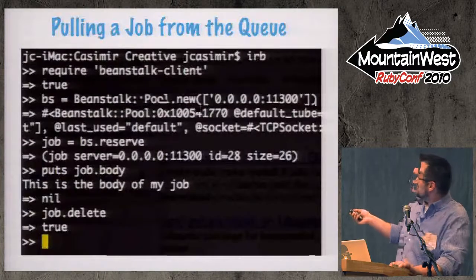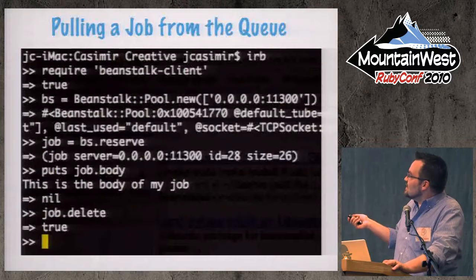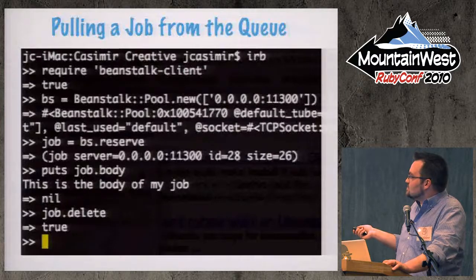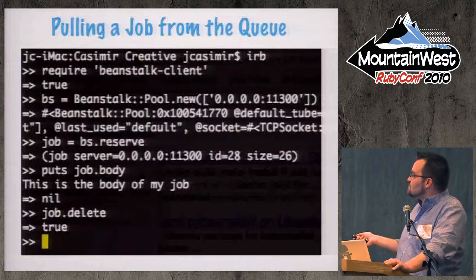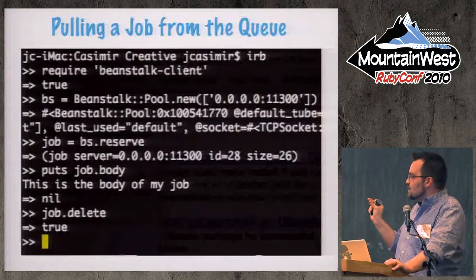Here's how you pull jobs from the queue. On the other side, you again require Beanstalk client. You do the same code to find the Beanstalk, and you say bs.reserve. bs.reserve goes to the Beanstalk, finds a job, gives it back to you, and the string that was put in with that job is its body. So you can just ask job for its body.